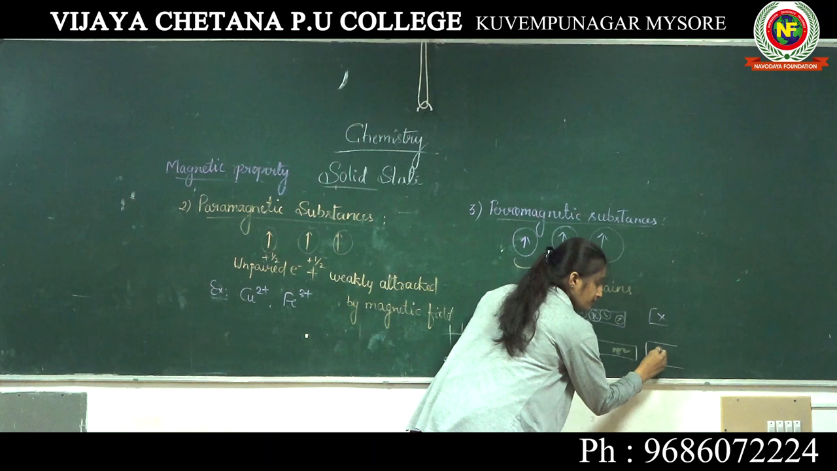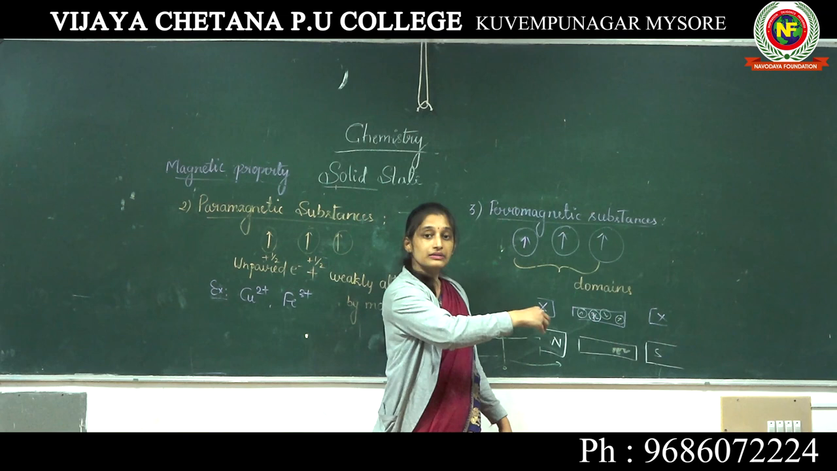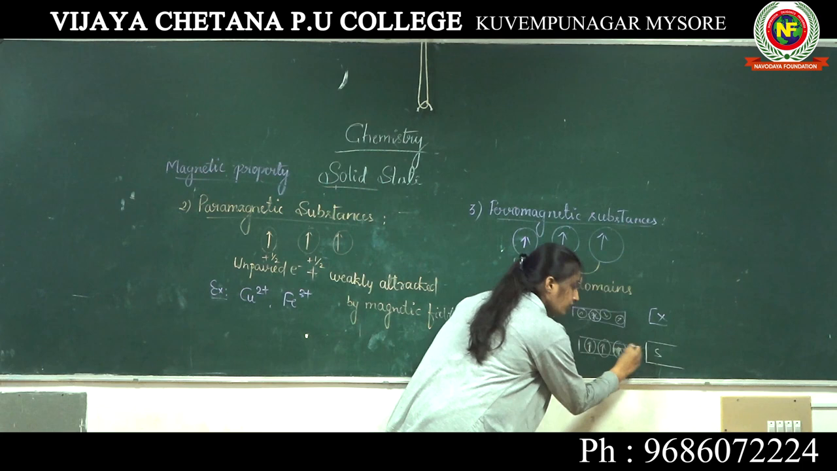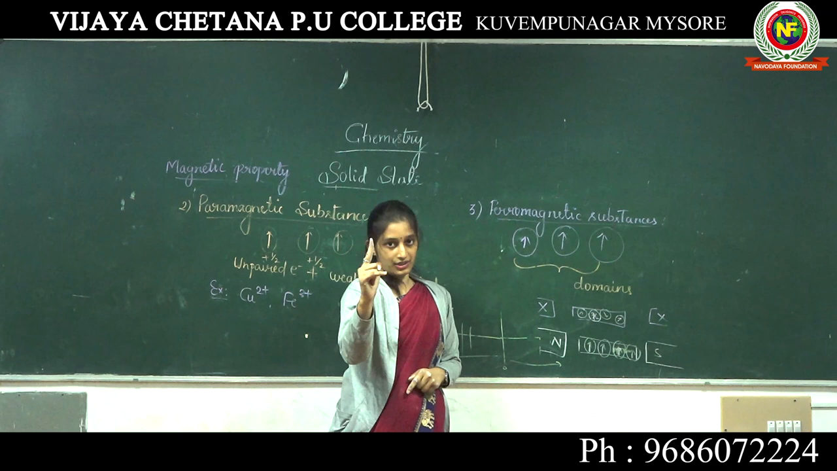If I keep the same substance between the magnetic field, North Pole and South Pole, what happened? Once the lecturer enters the class, what will you do? All domains will be in the same direction. One direction. Whatever it may be, like this, like this, or like this, but all the domains will be in one direction.